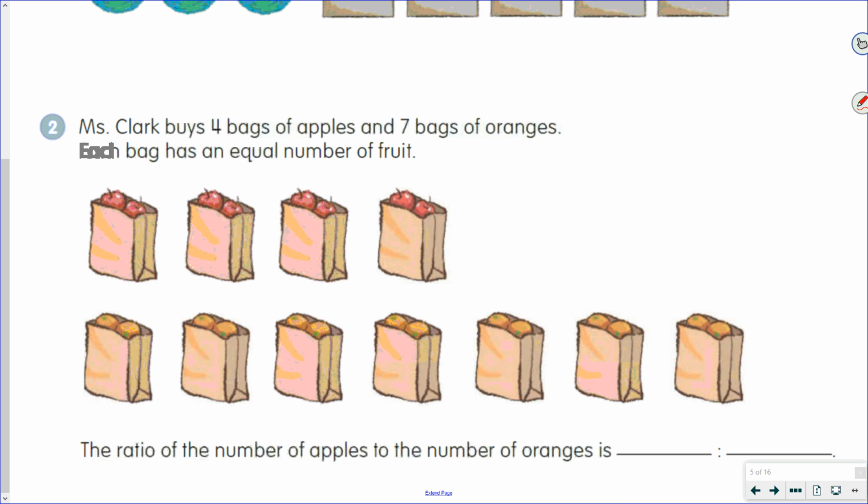Mrs. Clark buys 4 bags of apples and 7 bags of oranges. Each bag has an equal number of fruit. So with the ratio of the number of apples to the number of oranges, we have 4 bags of apples, so it's 4, and we have 7 bags of oranges, so our ratio is 4 to 7.